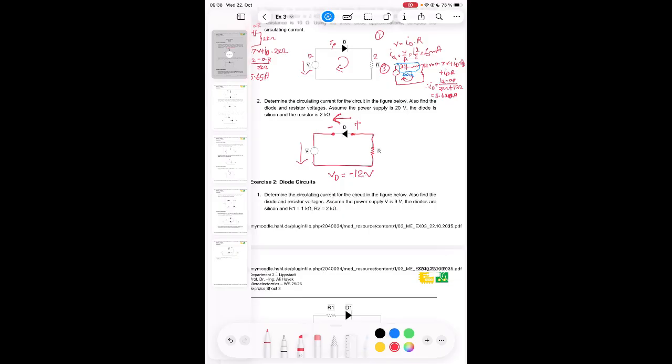Determine the circulating current for the circuit in the figure below. Also find the diode and resistor voltage. Assume the power supply to be 9 volt. The diodes are silicon. R1 is 1 kilo ohm, R2 is 1.